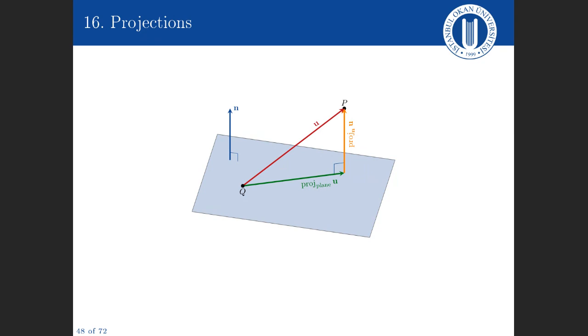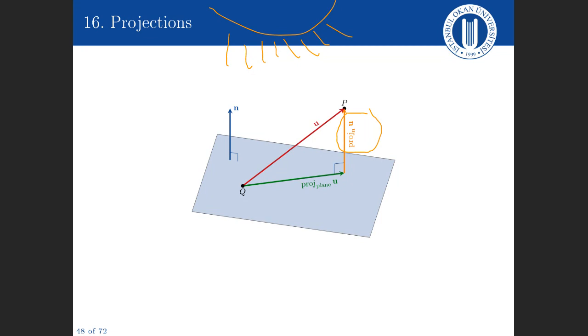We start with the vector u and we start with a blue plane. We want to squash u onto the plane, or to say it another way, we want to imagine there is a sun up at the top and we're looking for the shadow of the red vector on the plane. We try to calculate the green vector. What we can do is calculate this orange vector, because this orange vector is the same as the projection of u onto n.